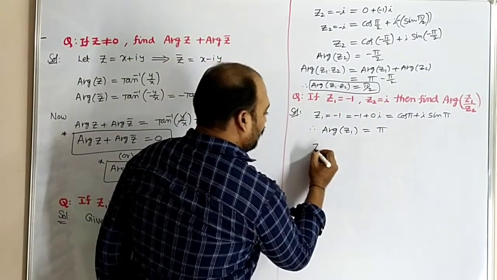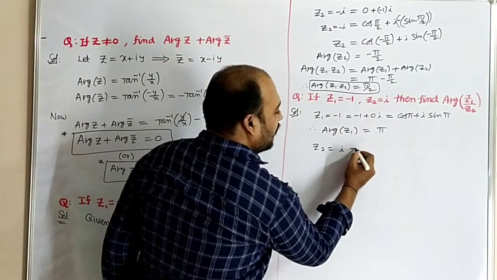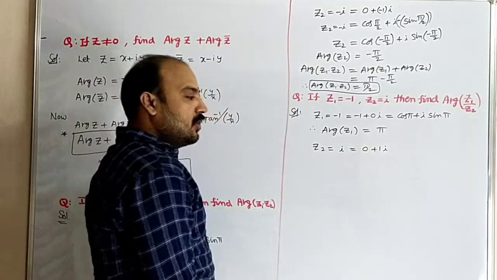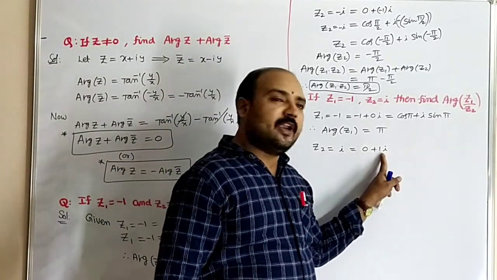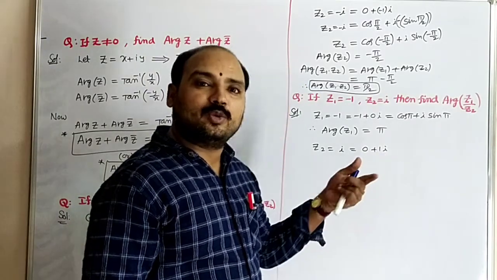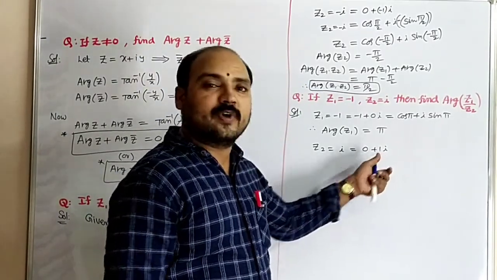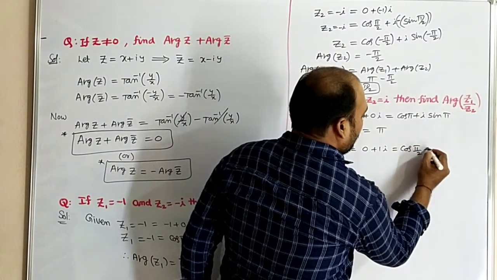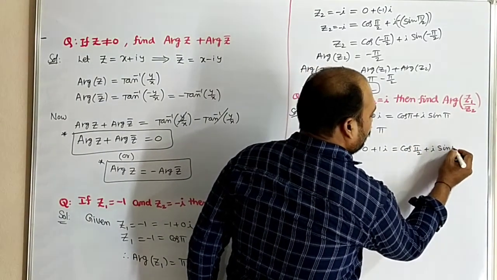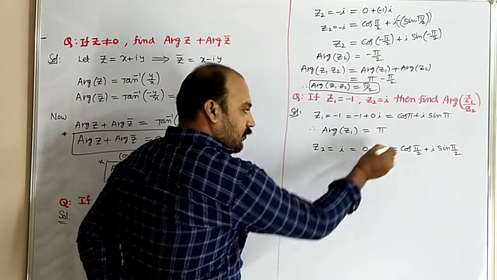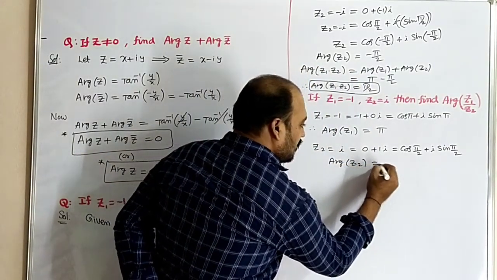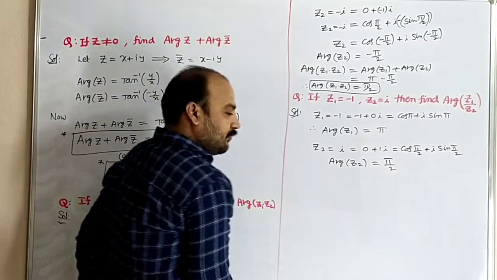Second one, Z2 is equal to i, which can be written as 0 plus 1 into i. 0 in terms of cos, 1 in terms of sin. So pi by 2: cos pi by 2 is 0, sin pi by 2 is 1. Therefore, we can express it as cos pi by 2 plus i sin pi by 2. Therefore, the argument of Z2 is equal to pi by 2.